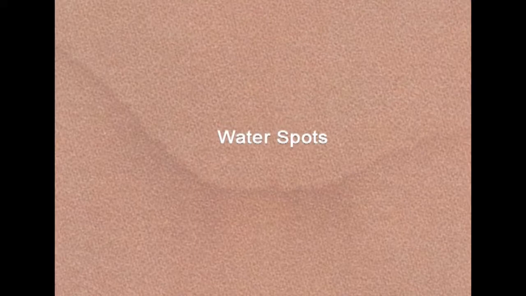And we have water spots. Water spots are usually caused by wet fabric being allowed to remain too long before drying. Color migrates, leaving blotchy spots. Definitely this is a major defect.